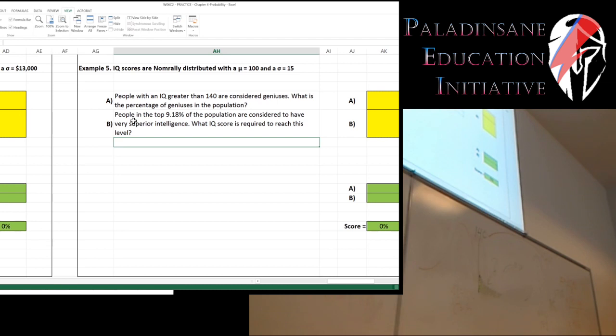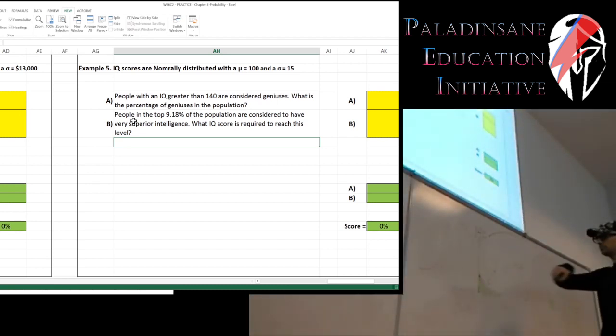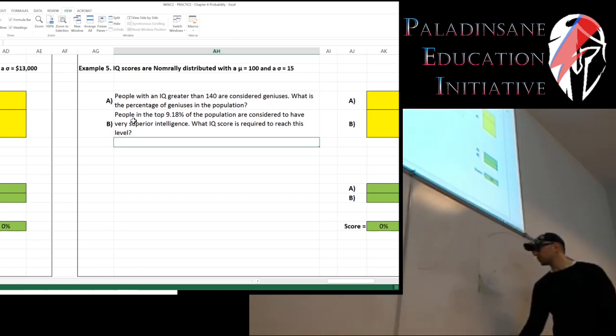So these are actual demarcations that they can give people. So, oh, you're a genius, you're a very superior intelligence, you're above average. These are all thresholds that they have listed. So what IQ score is required to reach this level? If you wanted to pop that on your CV, which would be a little weird, but let's say that you wanted to do that, what IQ score do you need?